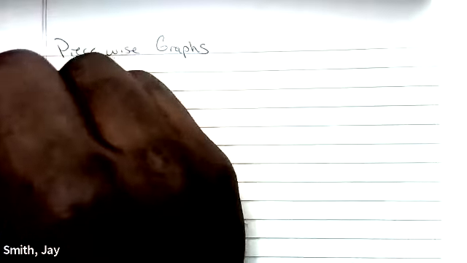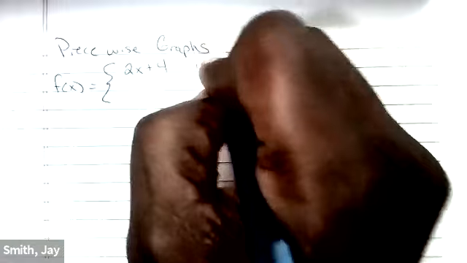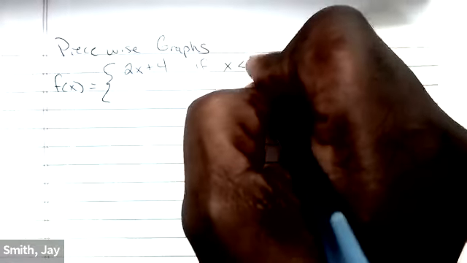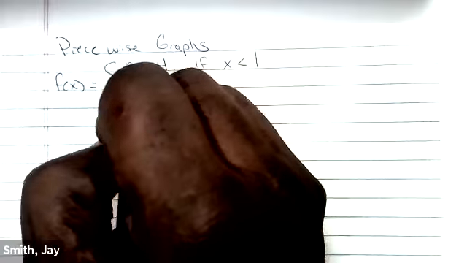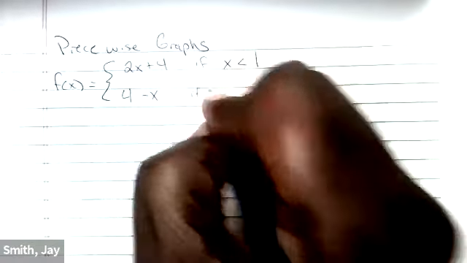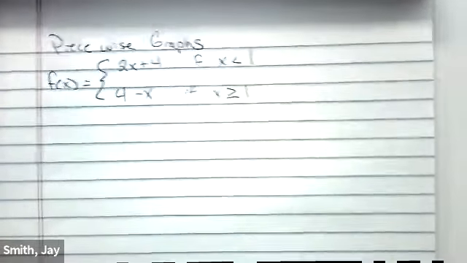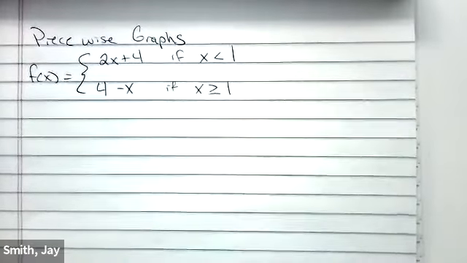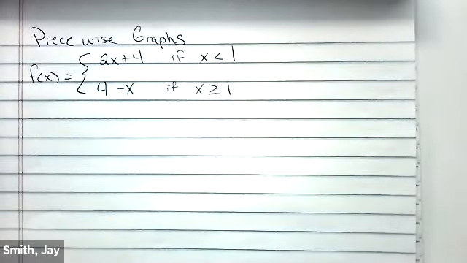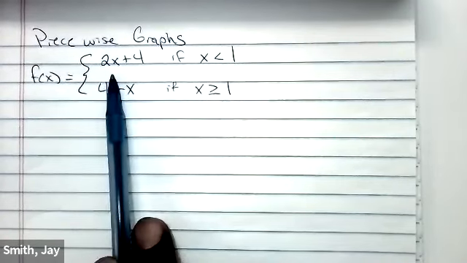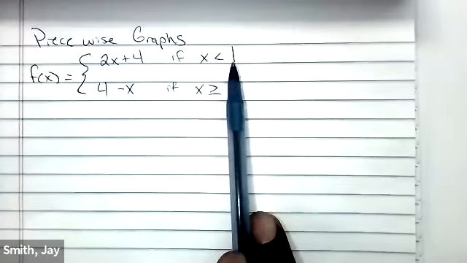Let's say we're given the piecewise defined function f of x is equal to 2x plus 4 if x is strictly less than 1, and is equal to 4 minus x if x is greater than or equal to 1. So that's two linear functions that break apart, going from one piece, 2x plus 4, to the other piece, 4 minus x, at 1.